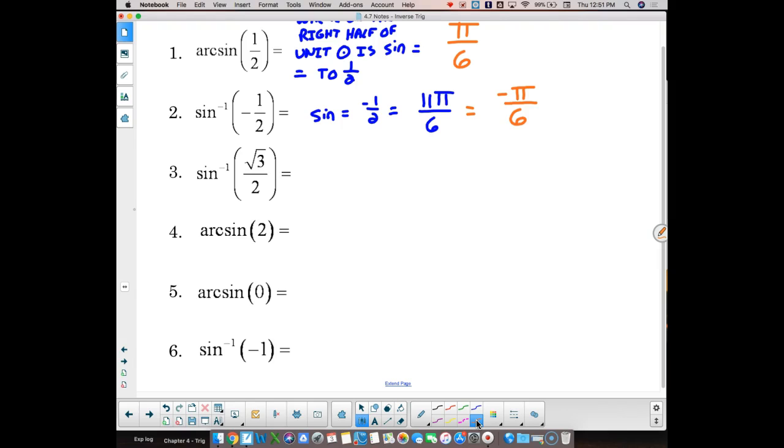Square root 3 over 2, I get pi over 3. Agree? For number 3 here. Yes? Square root 3 over 2 is pi over 3. Arc sine of 2. Where on the right side of the circle is sine equal to 2? Nowhere, because sine's got to be between -1 and +1, right? So nowhere on the right half of the circle is sine equal to 2 because it's not possible.